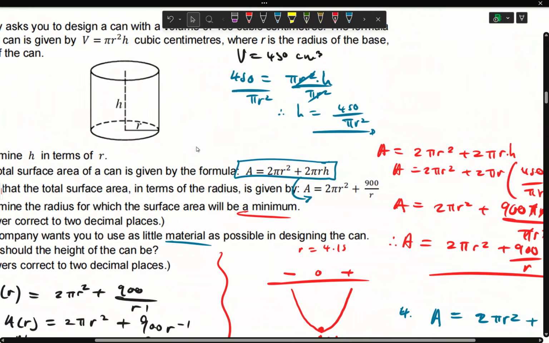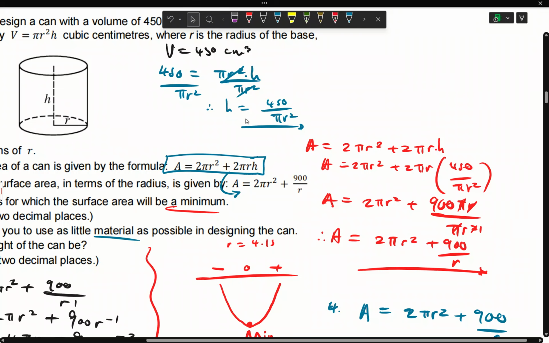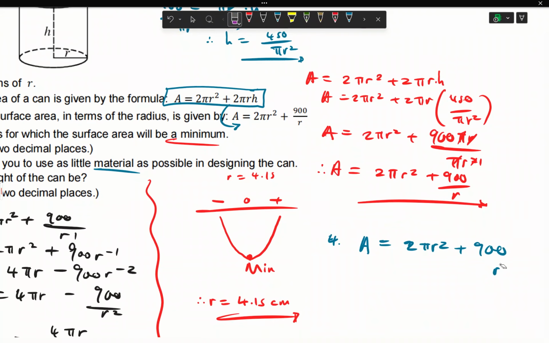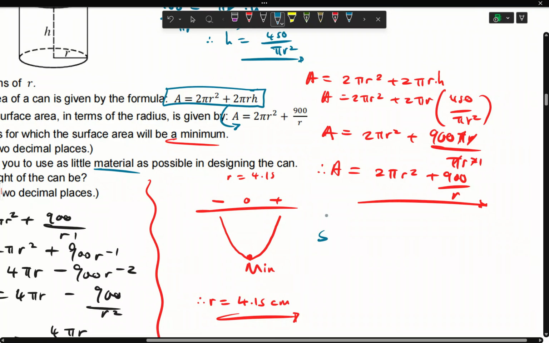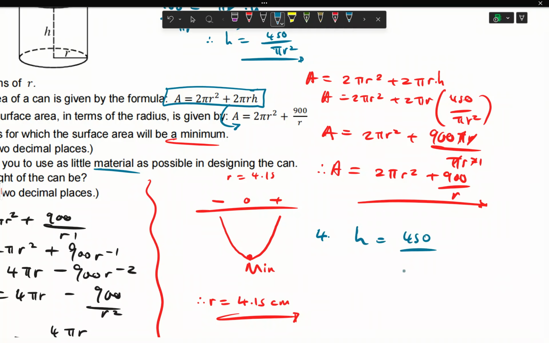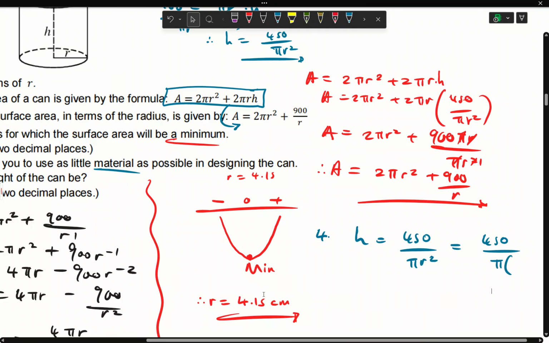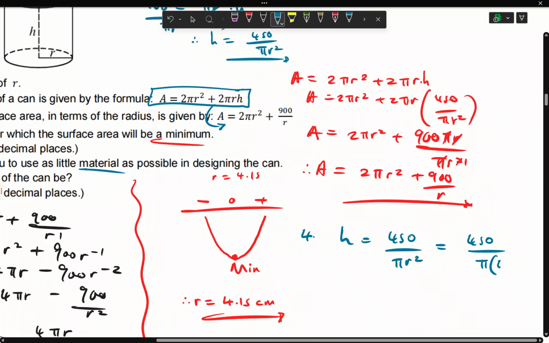So remember, we have an expression for the height there. So you don't have to go here, guys. That's why I have to read the question again. You don't have to write the surface formula down. So h is 450 all over pi r squared. So now let's make the substitution. This is 450 all over pi, and then the radius is 4.15, squared.